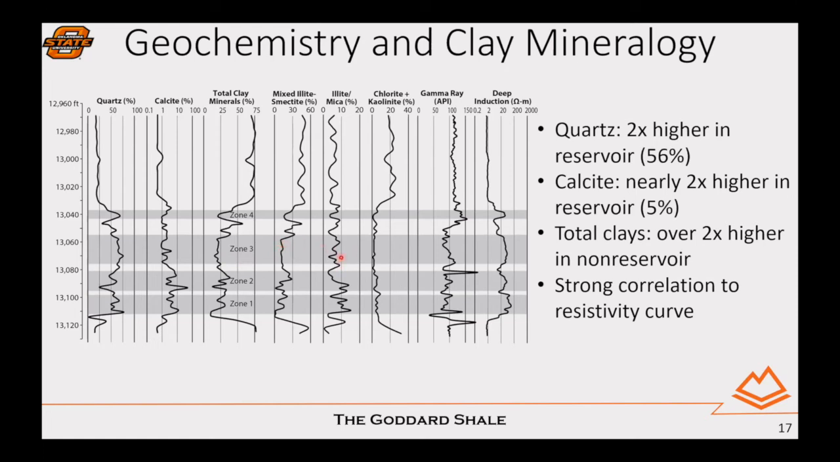And these next 3 curves are the clay species, but what I want to point out is the mixed illite and smectite curve, which is reading significantly higher in the reservoir strata. And these expandable clays are going to come into play later on. And again, we don't really see much of a relationship to the gamma curve, but we do see some strong correlations to the resistivity curve.